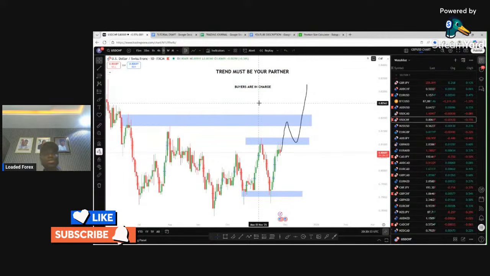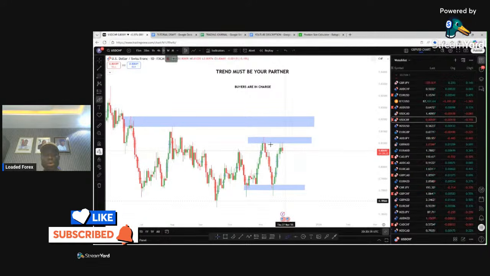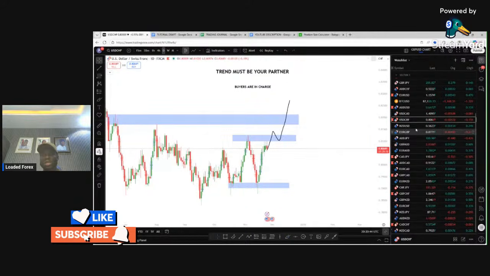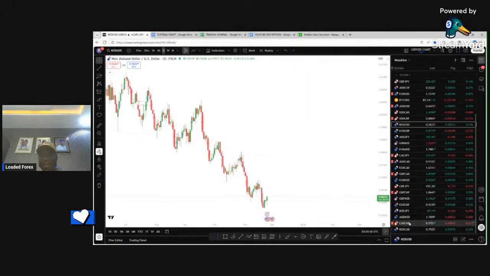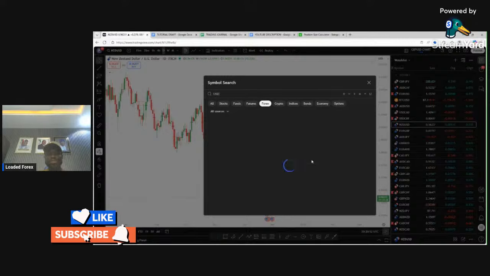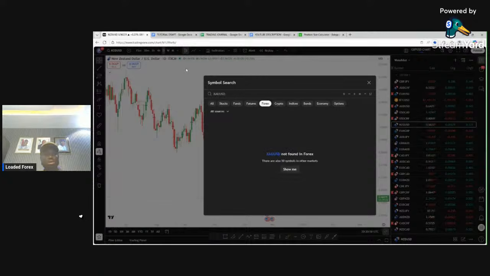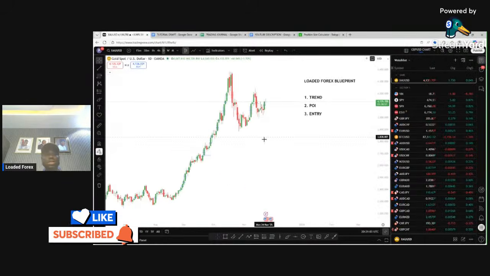So the sentiment on USD CHF right now is to go long. We are looking for a buy opportunity. We want the price action to invalidate here, retest here, then look for a buy opportunity. So let's see what is going on on USD JPY. No, before that, let's analyze gold. So let's see what is happening on the gold daily time frame.